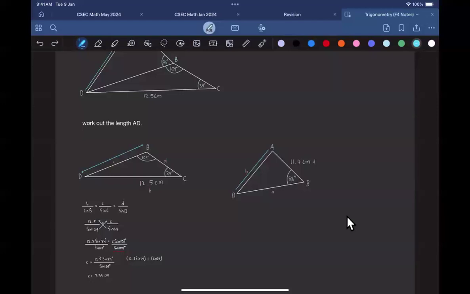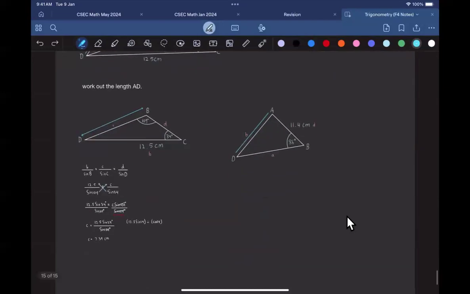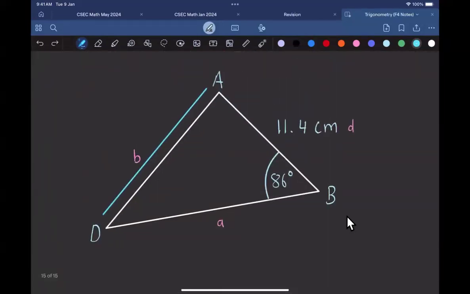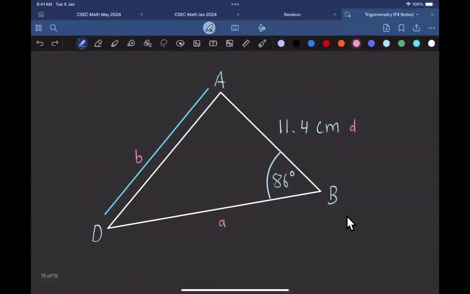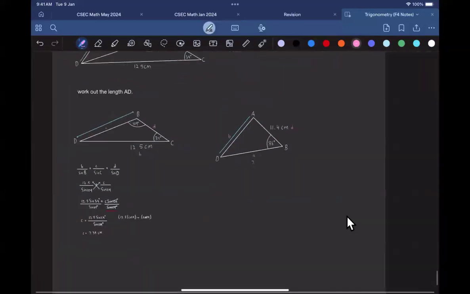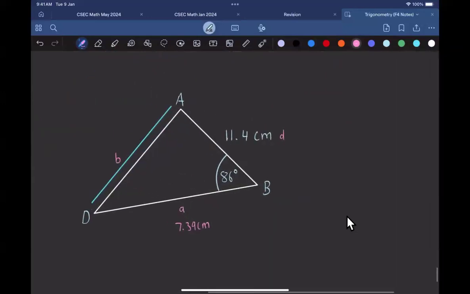Let's move on. So we just found side DB. So we know what DB is. DB is 7.39. So I'm going to include it into this over here. So Nicholas, now that I have this information, and I'm trying to find B, would I use the sine rule or cosine rule? We use the cosine rule.